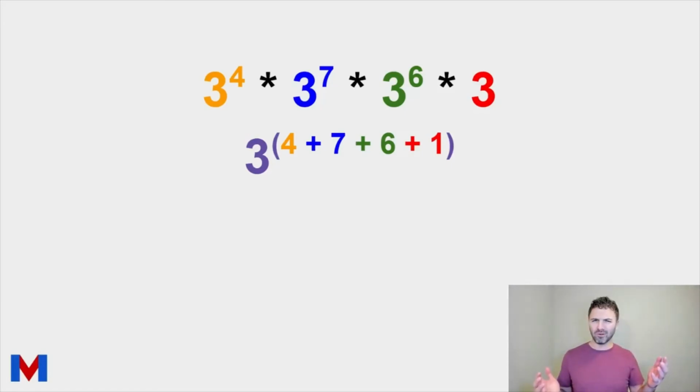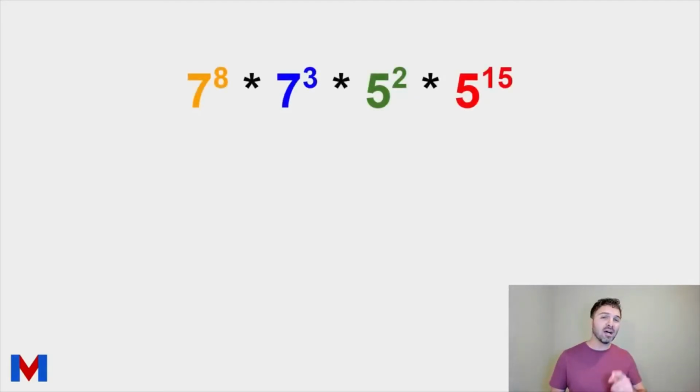Where'd that 1 come from? Well, it's red, so it probably goes with that 3. Oh, because it's 3 to the 1st power, because there's only 1 3 right there. Okay, that makes sense. So I add all those up, I get 3 to the 18th power. That's going to be a really big number. All right, so let's look at another example.